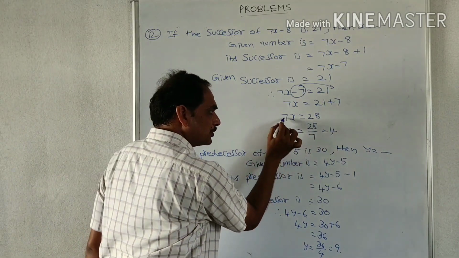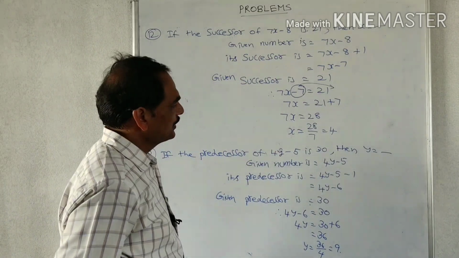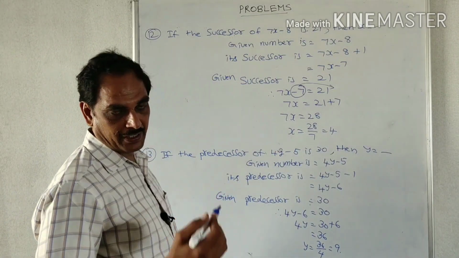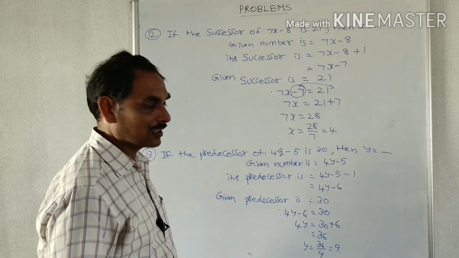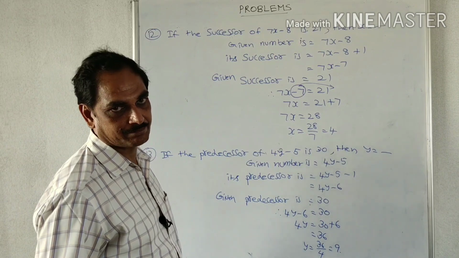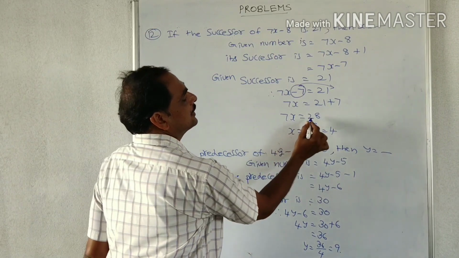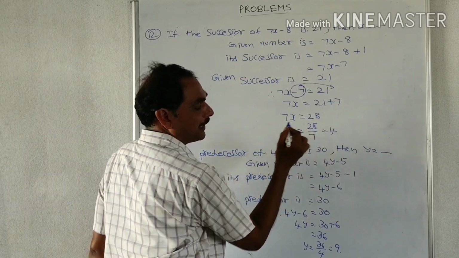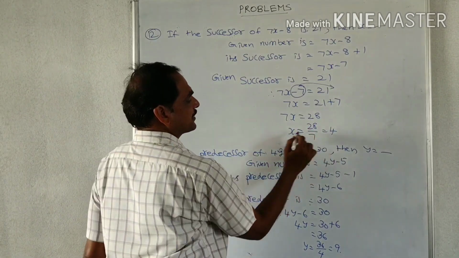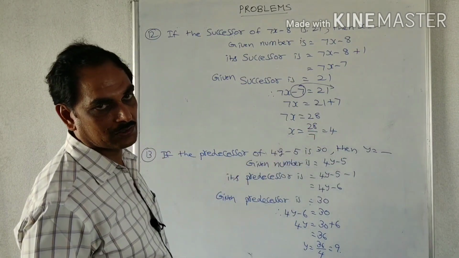Now x equals, we transpose the number 7 from LHS to RHS, which is in the multiplicative operation, so we divide by 7. 28 by 7 equals x. So x equals 4.